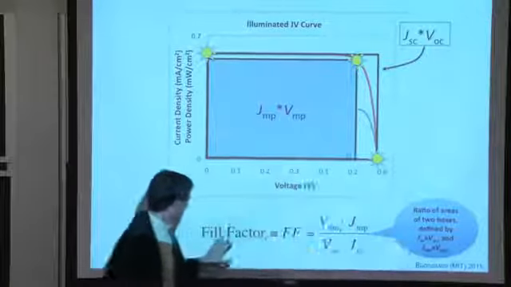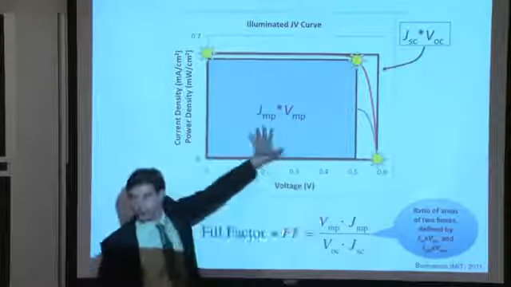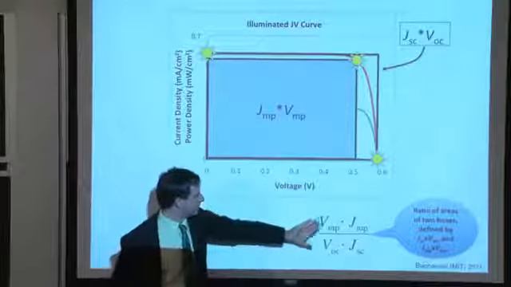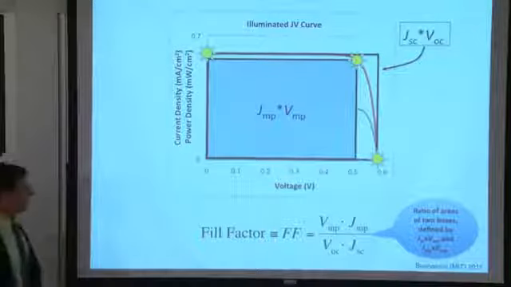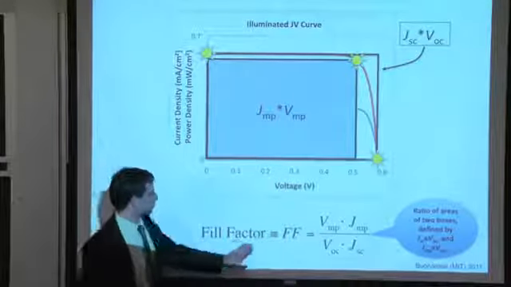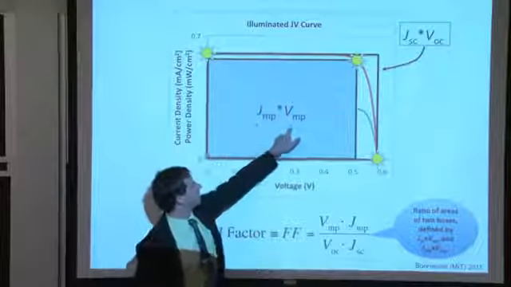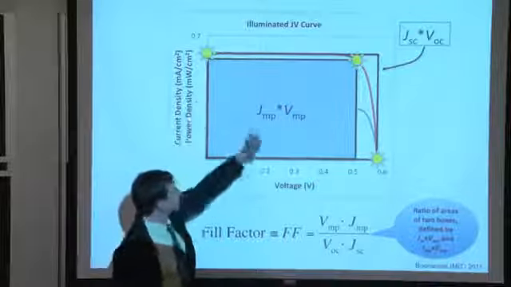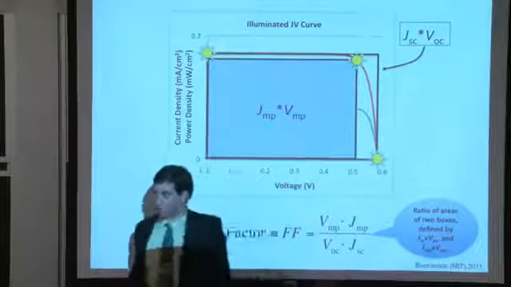And I'm going to define a parameter called fill factor, which will be the ratio of these two areas, the ratio of those two boxes. The VMP times JMP divided by the VOC JSC. If this is 1, which is virtually impossible to do, but if this were 1, it would mean that these two boxes were the same size, and the current and voltage at the maximum power points would be the current and voltage under short circuit and open circuit conditions, respectively.